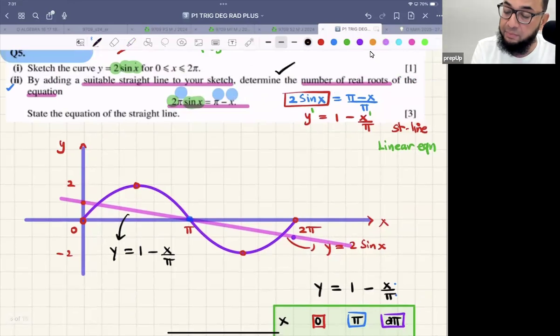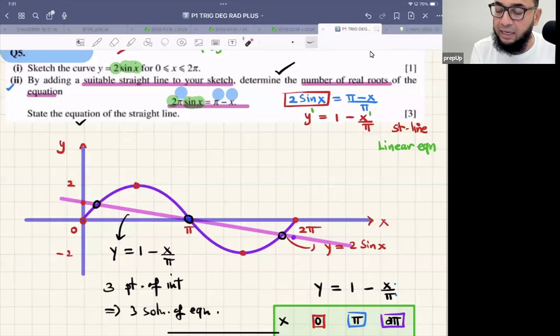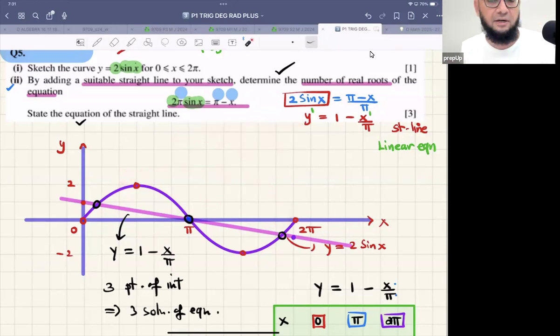They are asking us to determine the number of real roots. State the equation. The equation is stated. And how many points of intersection are there? That is 1 point, that is 2 points, there are 3 points. So there are 3 points of intersection, which means 3 solutions of the equation. Just remember, points of intersection of 2 graphs with one another is the same thing as that equation equaling 0. So 2 pi sine x plus x minus pi equals 0. The roots of this equation are the same thing as the points of intersection of these graphs.